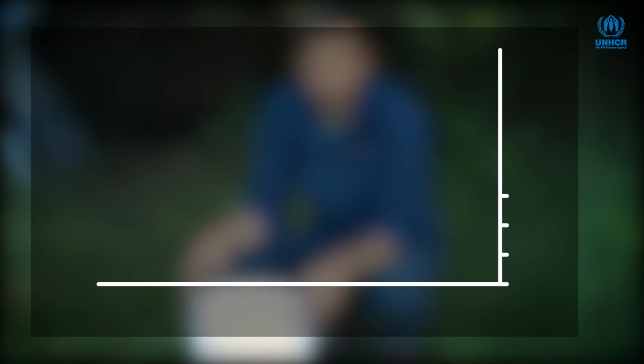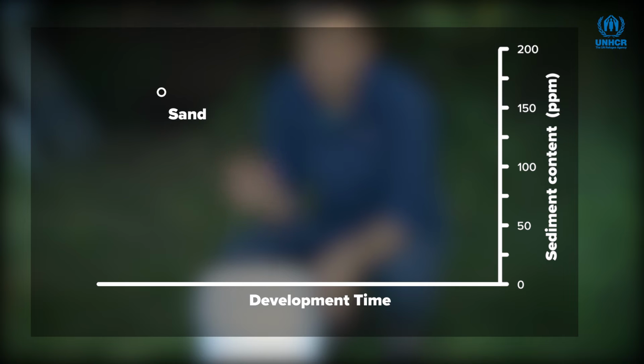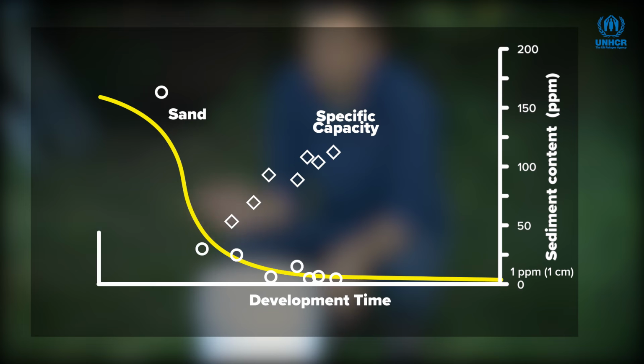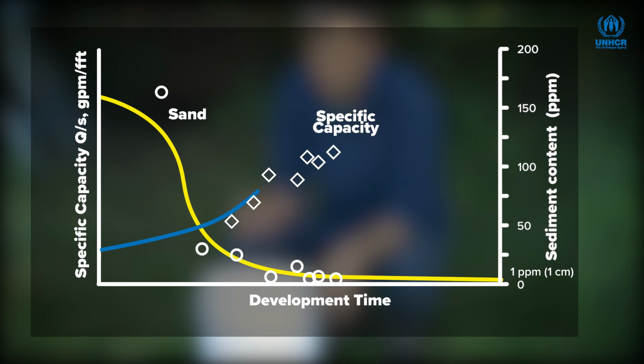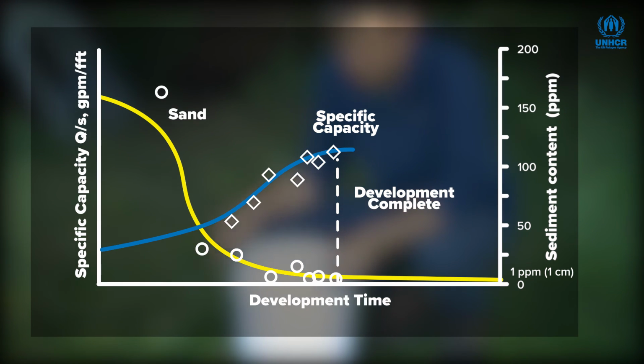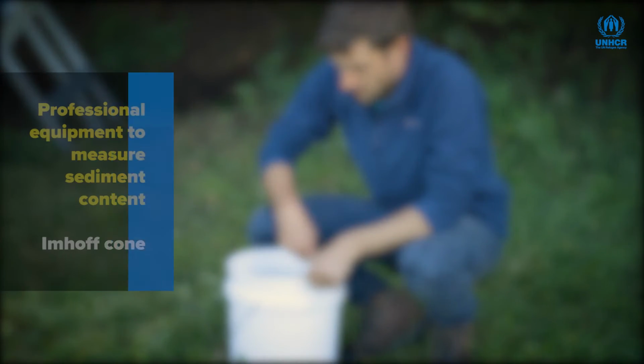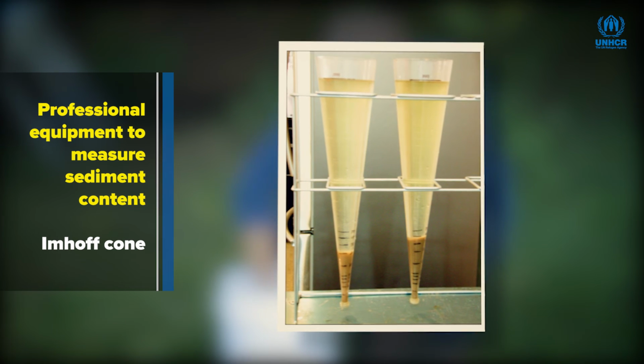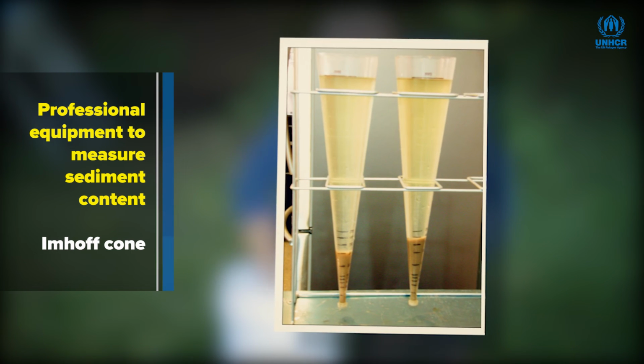Carry out one measurement every 15 minutes during development and plot the results against the discharge rate. When the target value of 1 centimetre diameter of sediment is seen in the bucket and the flow rate is stable, then the well development is finished, but only if it's been ongoing for at least 2 hours. For precise measurements of sediment content, an Imhoff cone is used, but in many cases the bucket test is sufficient and far better than nothing.